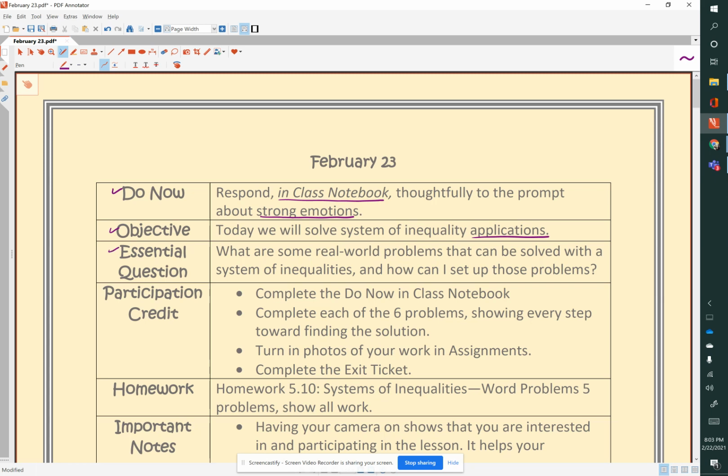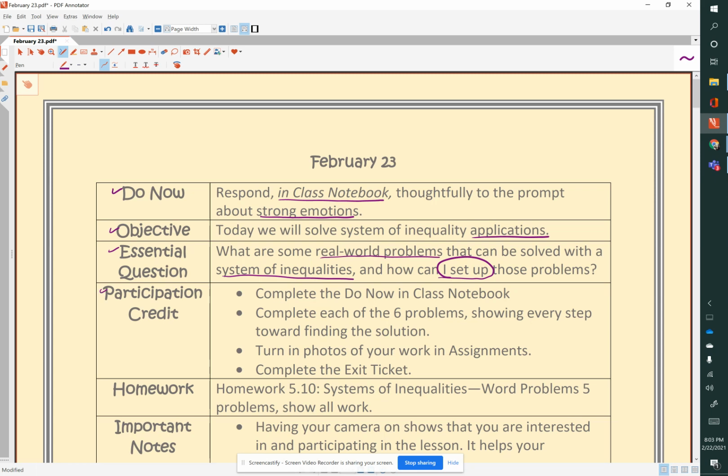Our essential question, of course, is: what are some real world problems that can be solved with a system of inequalities, and how can I set up those problems? That's a very crucial part of what we're going to be doing today.